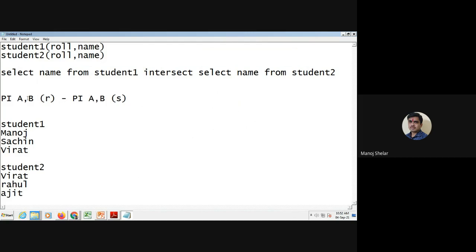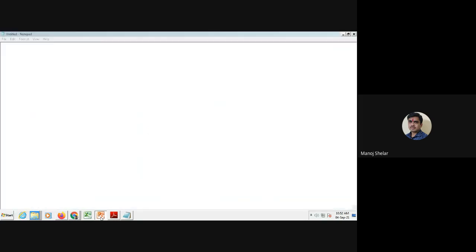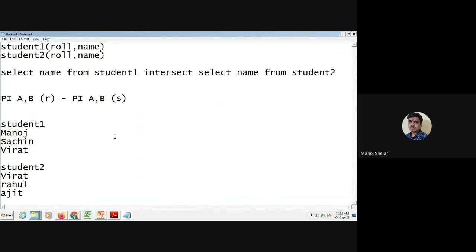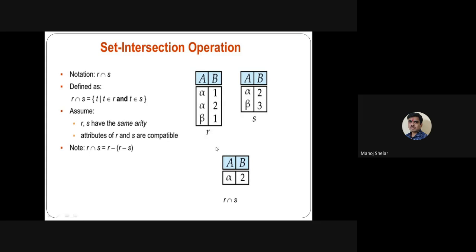But in the case of relational algebra, pi a comma b, here r and here this notation. What is the notation? This inverted u. So here I have to draw an inverted u. Suppose here, this opposite u means intersection: pi a comma b r, intersection, pi a comma b s. This is the actual relational algebra query, so in relational algebra we use this.